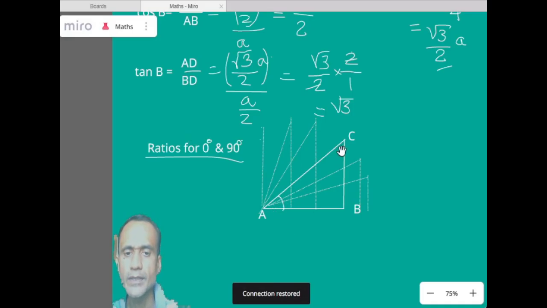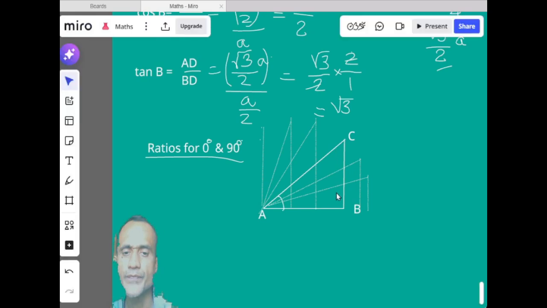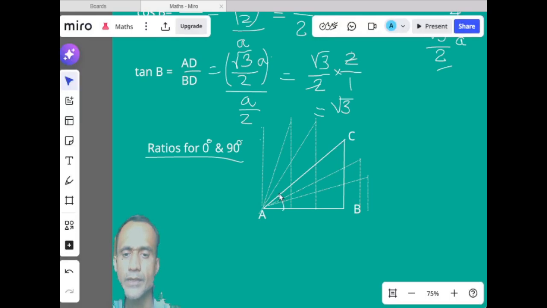So this angle is A in triangle ABC. What do you see if this angle approaches 90 degree? The value of BC increases. This is small, this is large, this is larger, so this should be the largest one. And almost AC becomes equal to BC, and AB becomes 0.